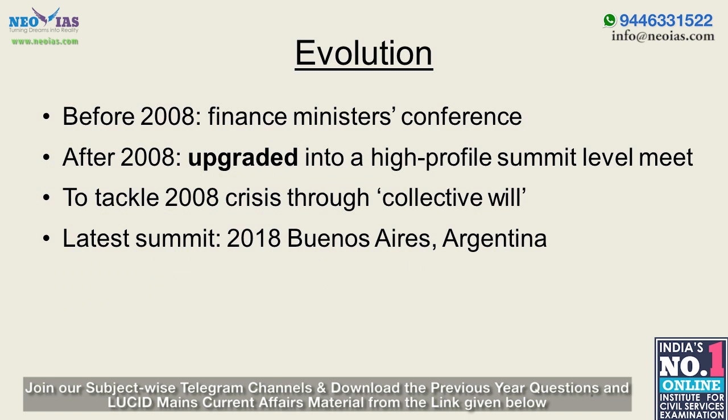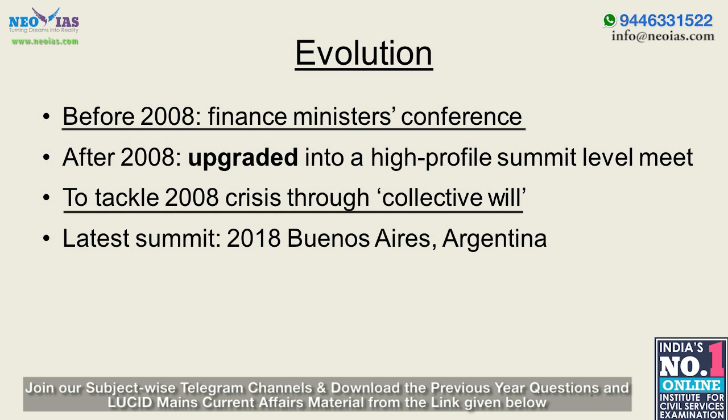Now, talking about the evolution, the G20 rose to prominence after the 2008 global economic crisis. Before the crisis, the G20 was a meeting among the finance ministers of various countries. However, after the crisis, world nations realized that the issue can only be tackled through cooperation and collective will. So, they decided to upgrade the G20 into a high-profile summit meeting. So far, there has been 13 summits, the Argentine summit being the latest. The 2017 summit was conducted at Hamburg in Germany.